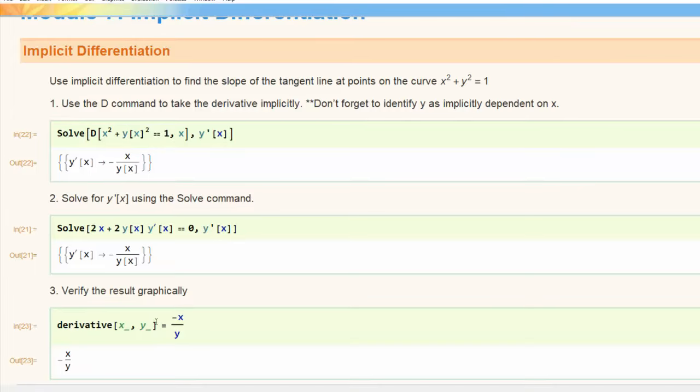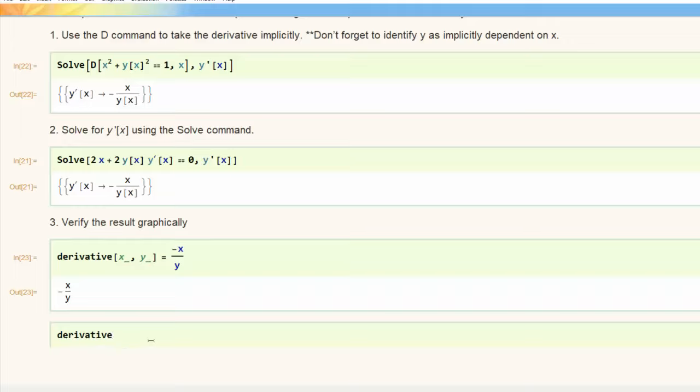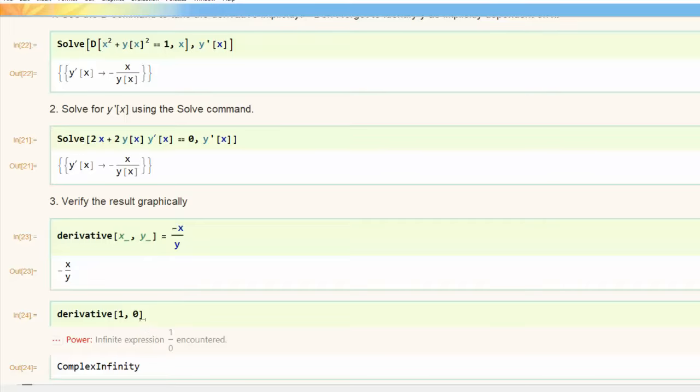I can run that. And so that means that I could calculate the derivative at different points. As long as I just plug in some values here, I will find the slope at that spot. Let's try a different one here. Let's try 0, 1, for instance.